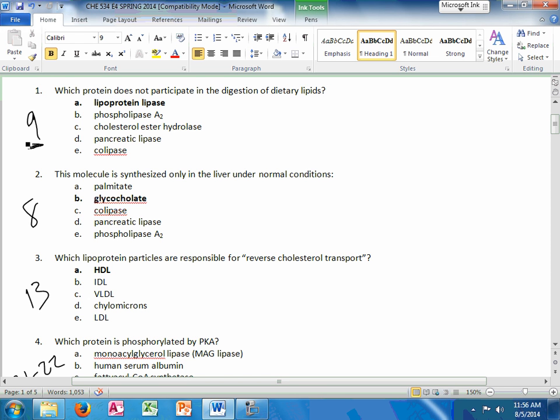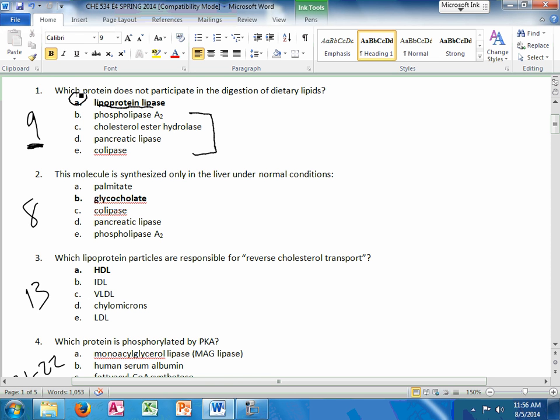So the first one: which does not participate in the digestion of dietary lipids. These first 4 here are found on slide 9, which is talking about the digestion of lipids, so make sure you know all of those reactions and their enzymes and products really well. Lipoprotein lipase is something I didn't see anywhere in the unit, so that's the answer. It's the odd man out.